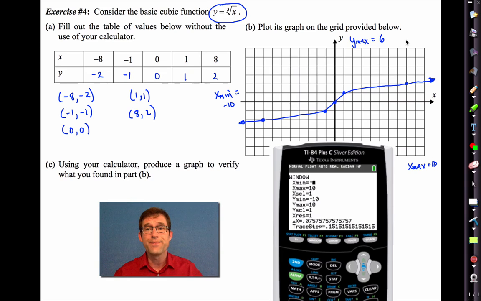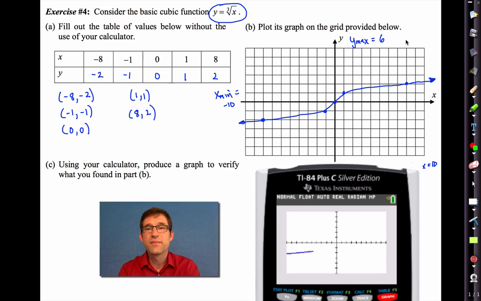Let's go into the window, and for x minimum, let's put in -10. Let's go down. For x maximum, let's put in +10. We're moving through this a little bit quicker now because you've done so much graphing this year. Let's go down a little bit to y minimum, and let's put in -6. And then in y maximum, let's put in +6. Okay. Check over that window, make sure that it looks good. And then let's hit the graph button.